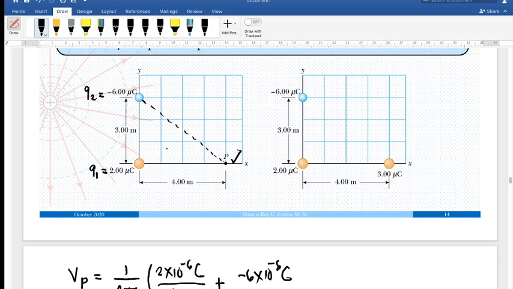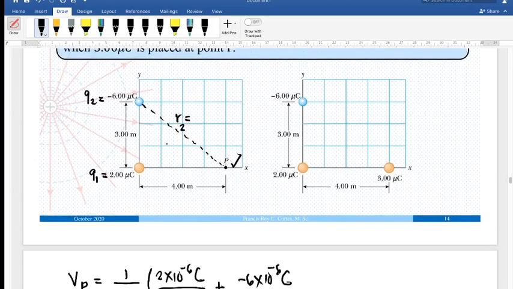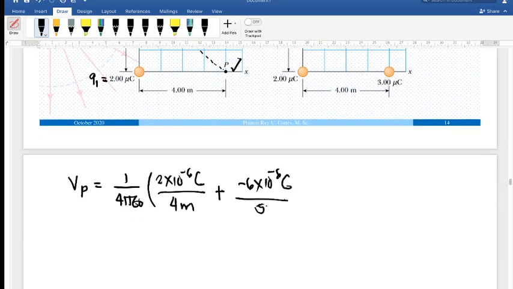So what is the distance of that? For R2, you just have to use the Pythagorean theorem. So that is 4 squared plus 3 squared, which is equal to 5. Okay, that is 5 meters. So we have 5 meters here.